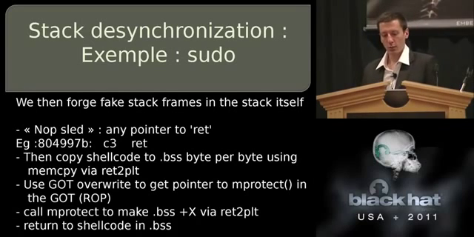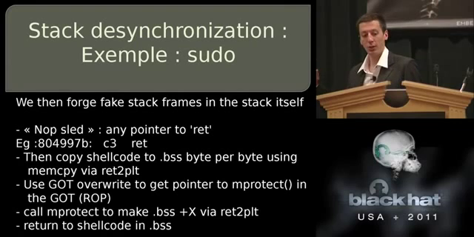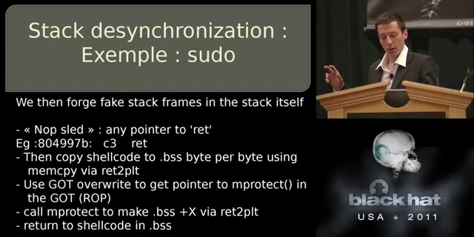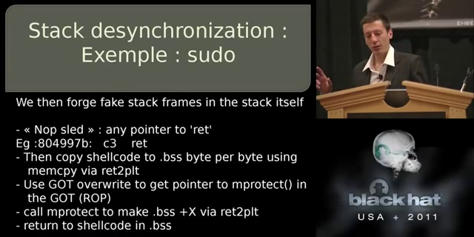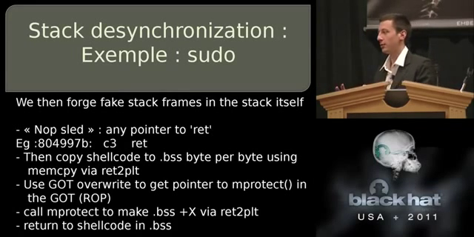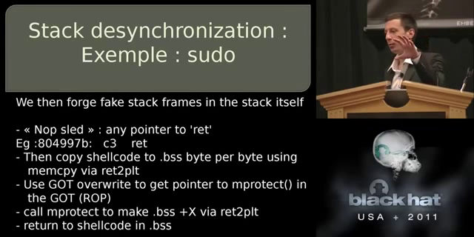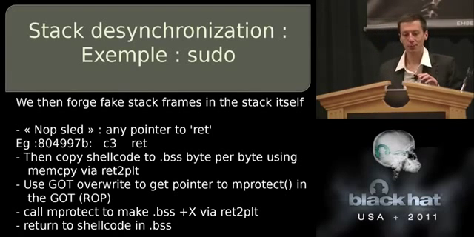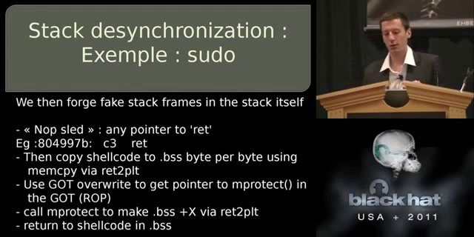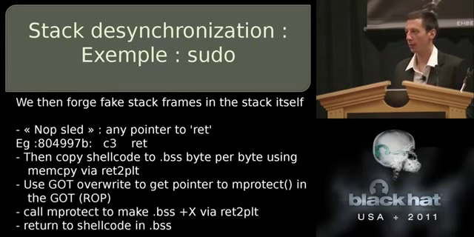So to do that, we copy. It's worth noticing that the BSS is also not randomized in sudo. So we copy the shellcode. Now we're forging fake stack frames. So we forge stack frames to copy byte per byte the shellcode we want in the BSS section, right? This is standard stuff using ret to PLT, right? The PLT is also not randomized. It's inside the main executable.